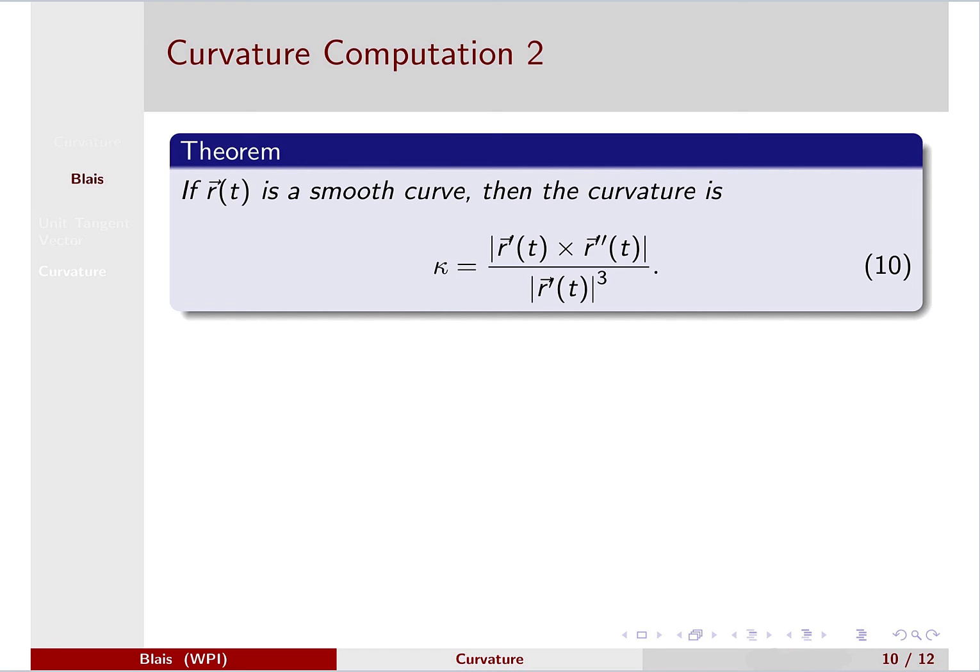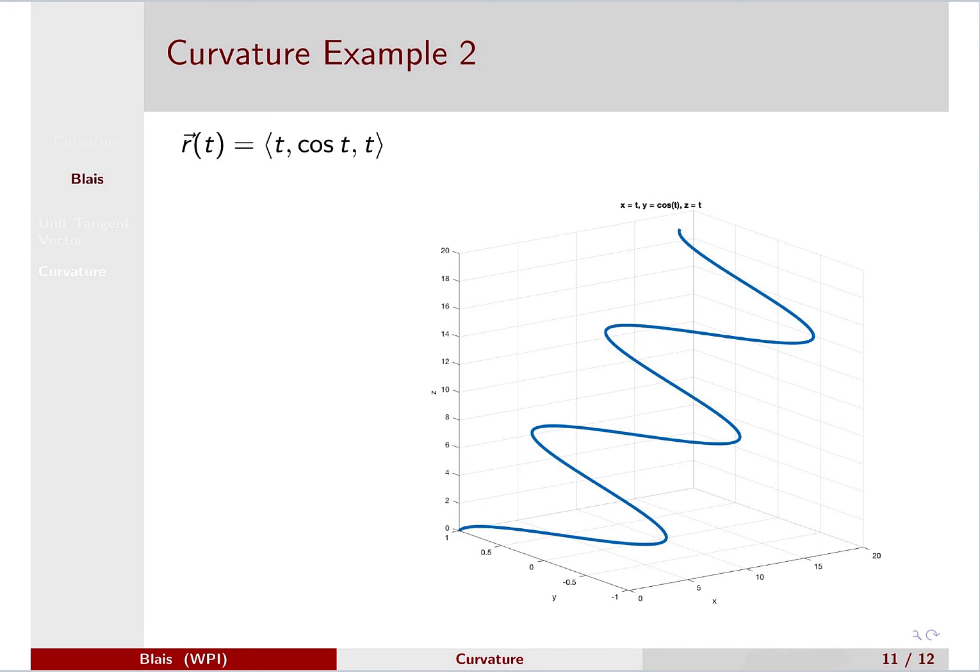We have another formula that we use, and this is typically the most common one that you use to compute curvature. So if r of t is a smooth curve, then the curvature is given by this. We have the magnitude of the cross product of r prime of t and r double prime of t divided by the magnitude of r prime of t cubed. So here we have r prime, and here we have r double prime. This will be what we will use to compute the curvature of the previous example we looked at.